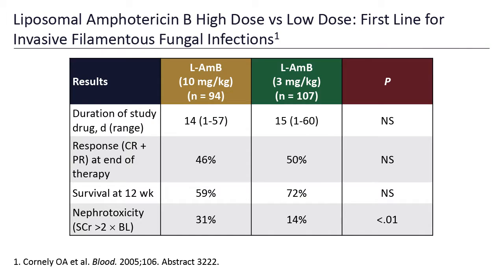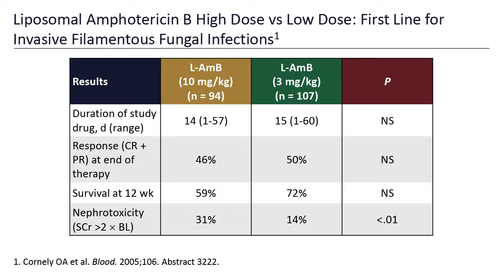But we do have some data that help guide us with the dose of lipid amphotericin. Since it's less toxic, you can give higher doses than conventional amphotericin. And so one of the questions: well, if a little is good, more clearly must be better. We're oncologists, most of us. And so a randomized comparative trial was done looking at a more standard dose of 3 milligrams per kilogram per day with 10 milligrams per kilogram.